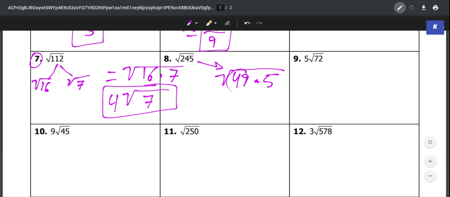So we'll take the square root of 49, since 49 is a perfect square, and the square root of that would be 7, and then 5 is going to stay on the inside.